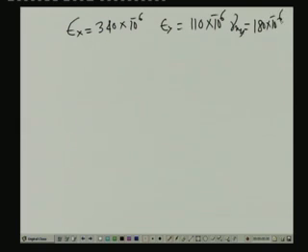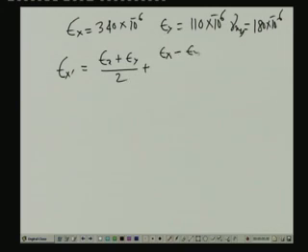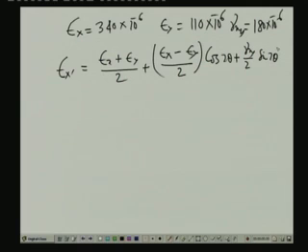Now, from the transformation equations we know epsilon x dashed, which is at 30 degree in this particular case, is equal to epsilon x plus epsilon y by 2 plus epsilon x minus epsilon y by 2 times cos 2 theta plus gamma xy by 2 sin 2 theta. Now, if we substitute, theta is 30 degree, so 2 theta is 60 degree. If we substitute these values, epsilon x is 340, epsilon y is 110.